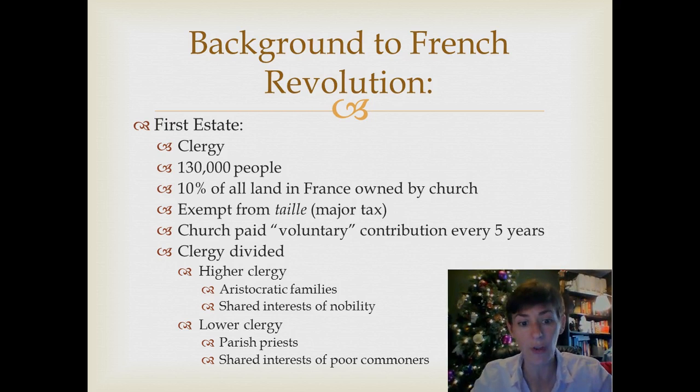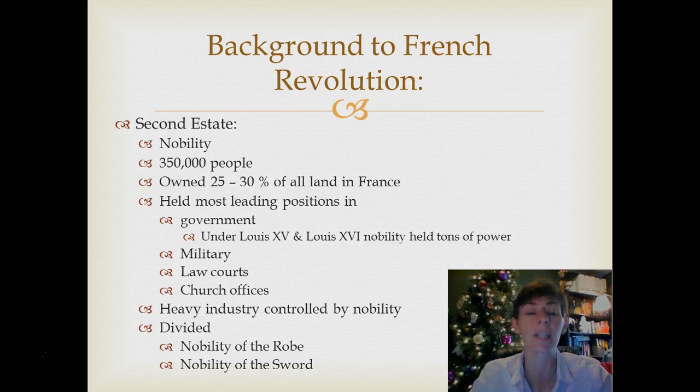The clergy was also divided. There was a higher clergy and the lower clergy. Higher clergy came from aristocratic families, and they shared the interests of the nobility. The lower clergy were parish priests, and they shared the interests of the third estate or the poor commoners. All right, so the second estate is the nobility. They were about 350,000 people, and they owned 25 to 30% of all the land in France. All right, so that's a significant amount, okay?